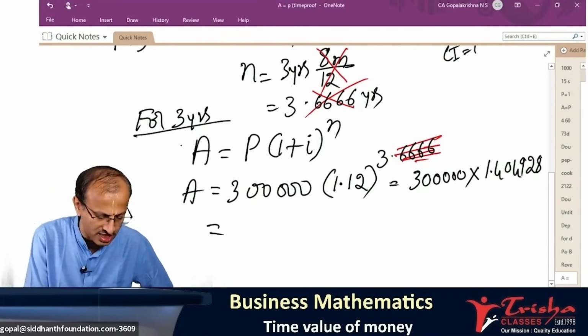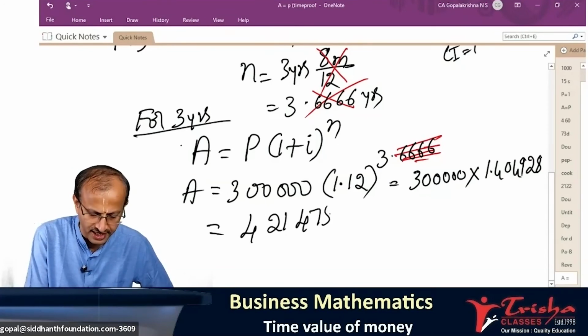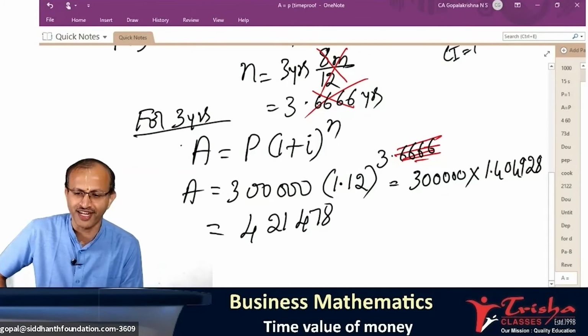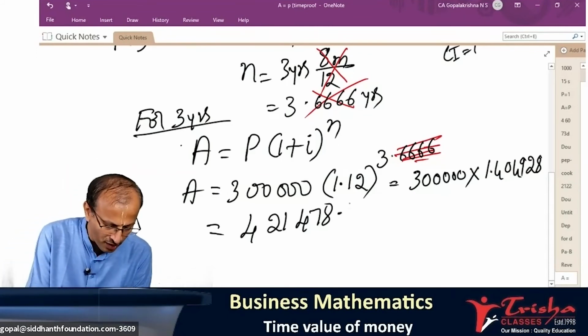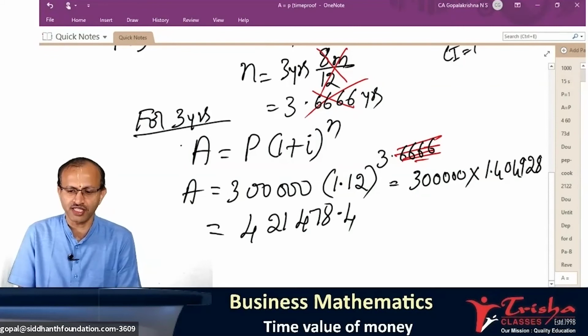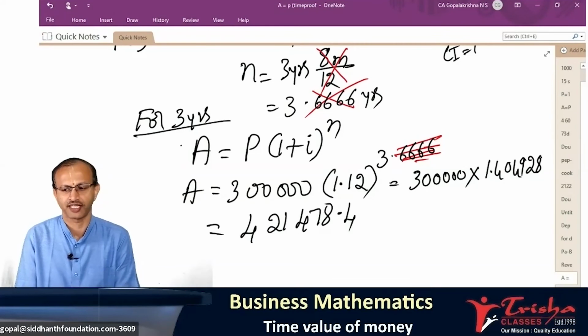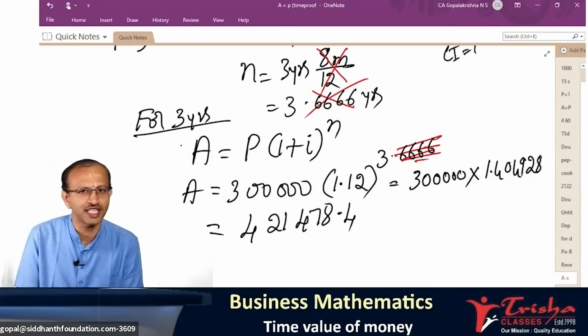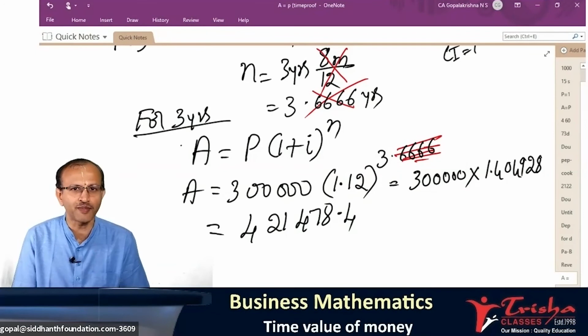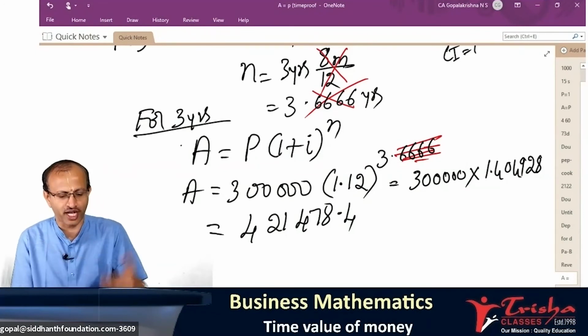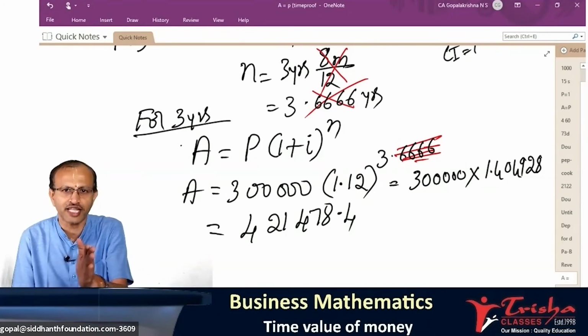Tell me the last answer. Is it 4 lakh 21,478? Some response from you quickly. Okay. 4,21,478.4. Everyone got this answer? Super. This is for how many years? 3 years. And I ignored 8 months. You cannot calculate it in the calculator, that's why I kept it aside.